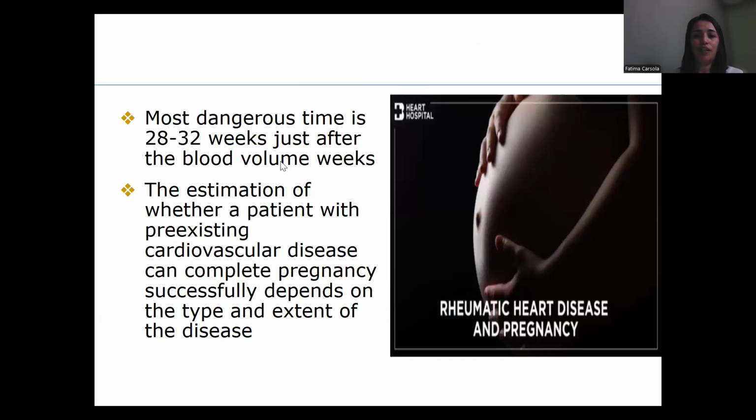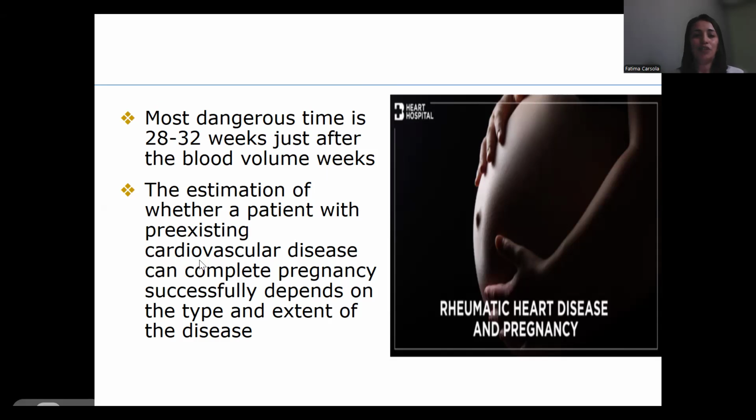So we have here the rheumatic heart disease and pregnancy. It actually is the most dangerous time. The most dangerous time of pregnancy is during the 28 to 32 weeks. Aside from the formation of your lung surfactants, these are also the weeks that your blood volume peaks.